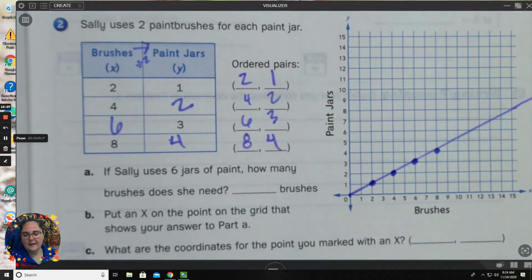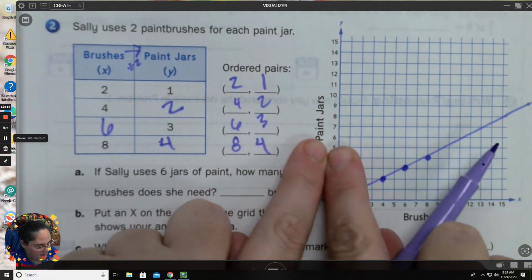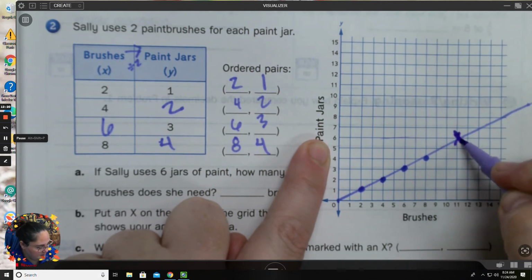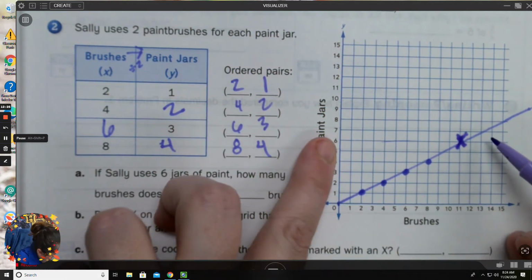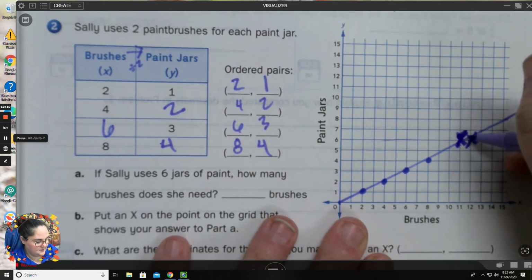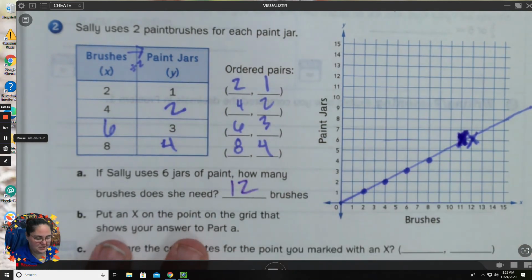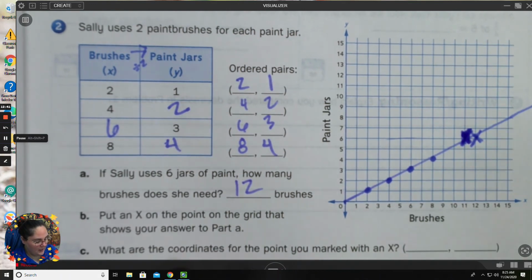All right, here we go. If she uses 6 jars of paint, how many brushes will she need? For this one, I'm going to go up to 6 jars of paint, straight over until I hit my line, and then I'm going to put an X because that's what it says to do. Actually, I put it in the wrong spot. My bad. I'm so sorry. Ignore that first dot. It doesn't make sense. That is not where it goes. It goes right here. So she will need 12 brushes. My line is just a little off, guys. Sorry. 12 brushes. So if it is right here, what will my ordered pair be?